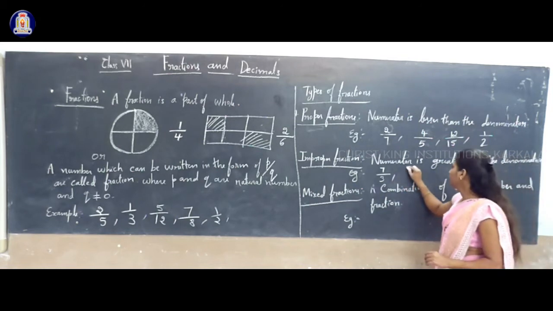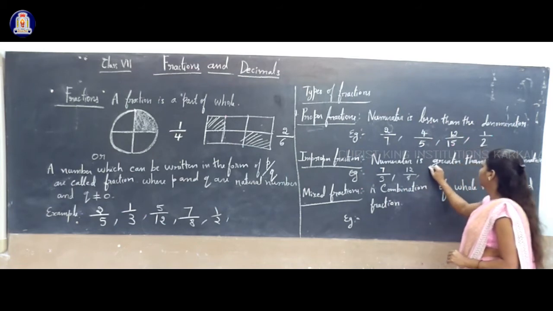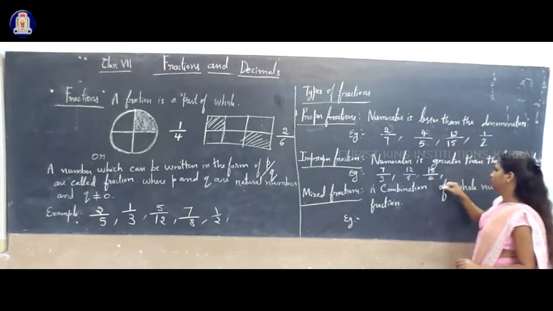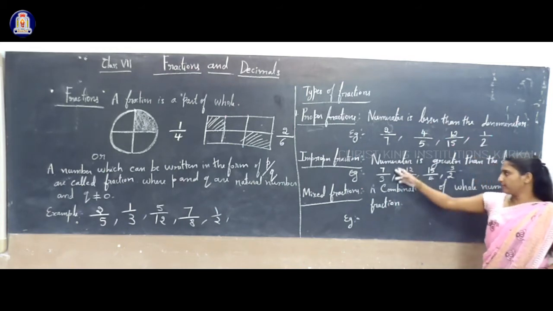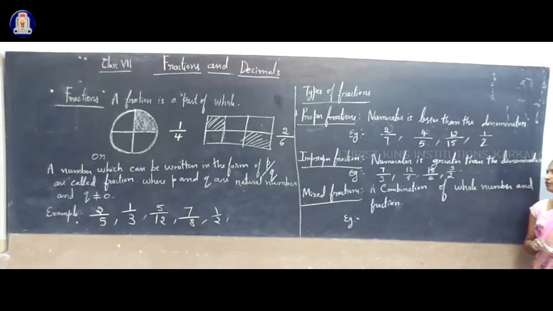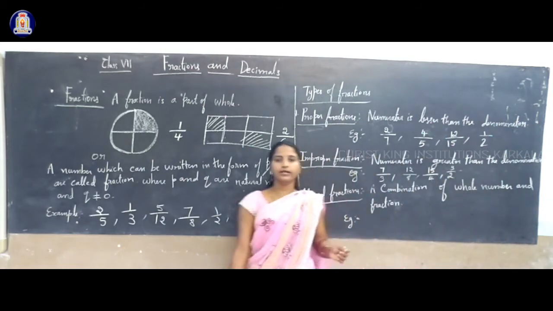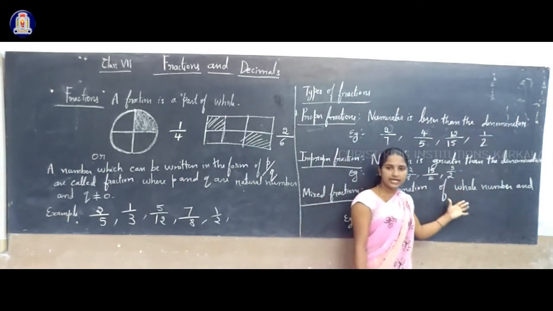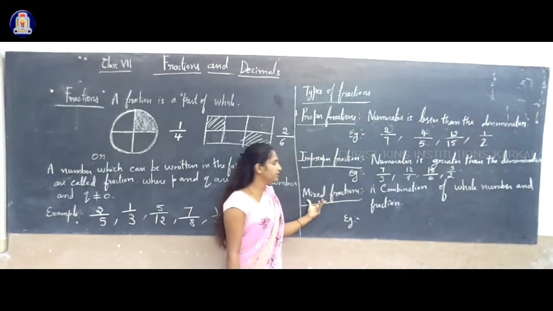So next examples: 12 by 8, 15 by 4, 3 by 2. We can give many examples of improper fractions. So 7 by 3, 12 by 8, 15 by 4 and 3 by 2, these are all examples of improper fractions. What is an improper fraction? The numerator is greater than the denominator. Clear? Yes. Next type is mixed fraction.